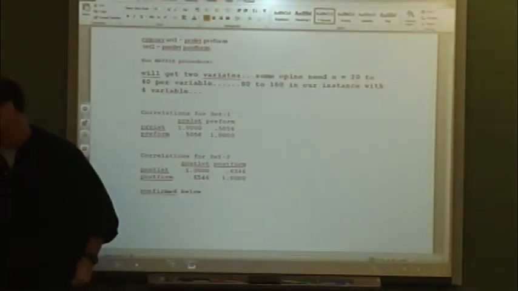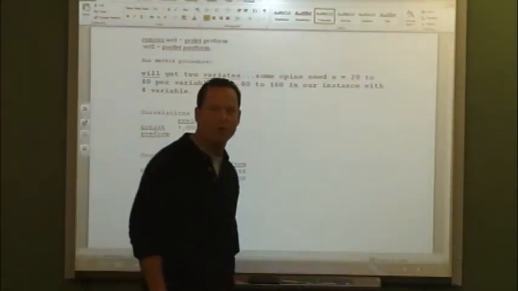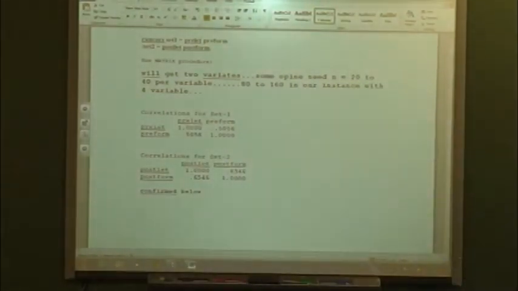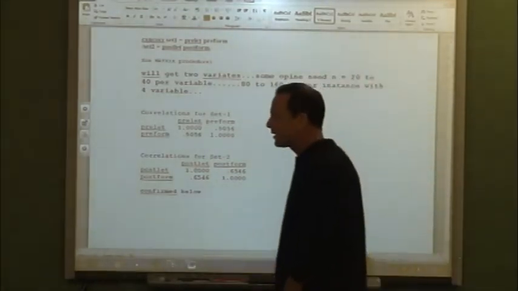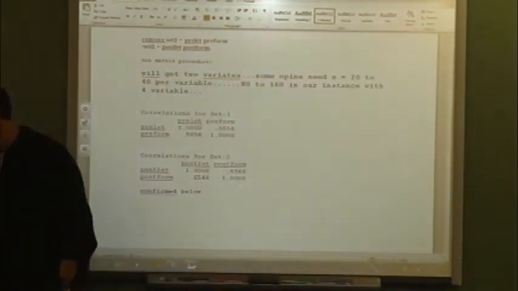As for sample size, some say you should have 20 to 40 people per variable. They like bigger sample sizes for canonical correlation, but once again, it can be done with smaller sample sizes. So look at the output.